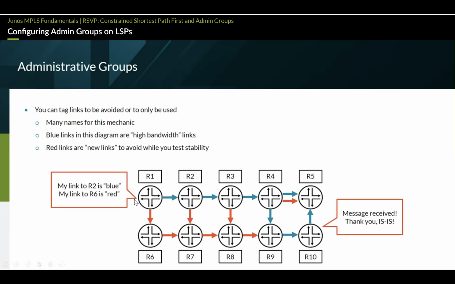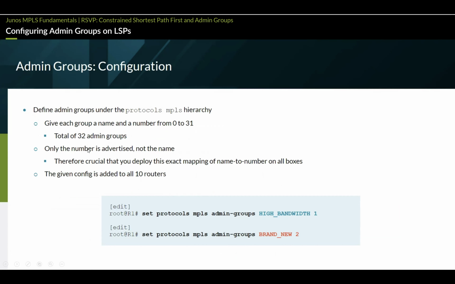So let's see the topology here. There are 10 routers connected with each other. There are two different links: one is the blue link and another one is the orange link. You can tag links to be avoided or to only be used. Blue links in this diagram are high bandwidth links, and red links are new links to avoid while you test stability. So this is the consideration.